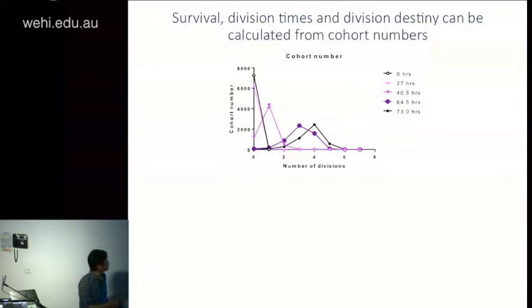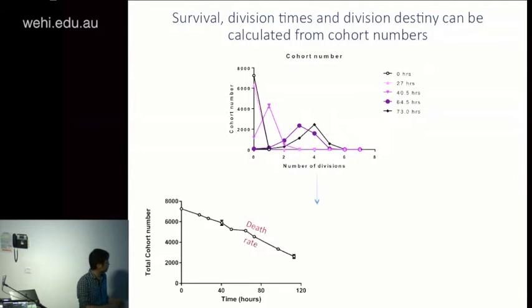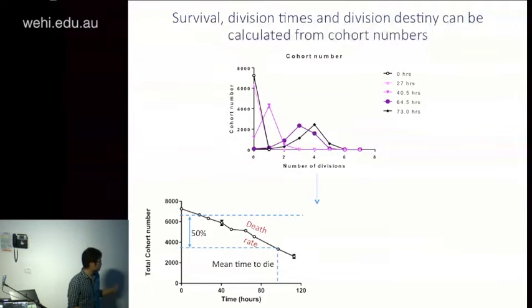For example, if we were to calculate the total cohort numbers for every time point, and plot it against time, we can get the rate of death over time. And if we take a time point before the cells divide and normalize that to 50% of that and extrapolate it back to the graph, we're able to calculate the mean time it takes for the cells to die.